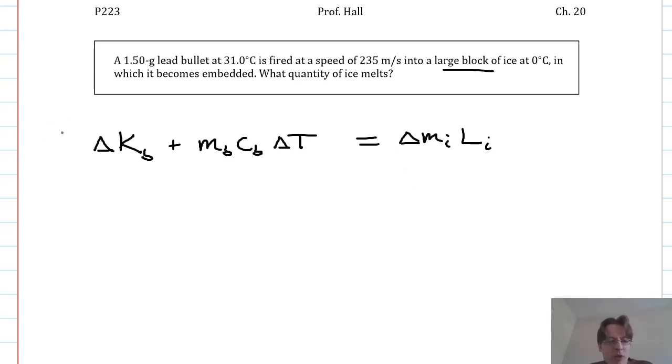Okay, now we should be a little careful here because actually delta K is a negative number. The bullet loses its kinetic energy. So really what I mean is the absolute value of that. And likewise, the bullet actually cools off. So its final temperature is actually lower than the initial. So delta T is really negative. So really what I want is absolute value around that.